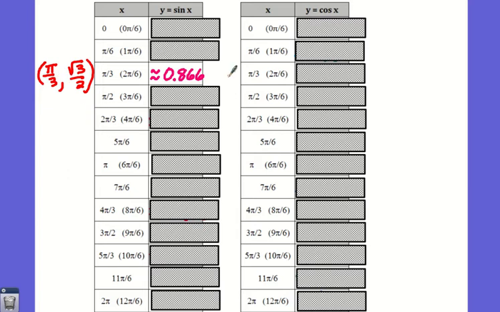But here's what I'm going to point out. Over here in parentheses for most of these, like for 0, I say that it's basically 0 pi over 6. Pi over 6 is basically 1 pi over 6. Pi over 3 is equivalent to 2 pi over 6. Pi over 2 is equivalent to 3 pi over 6. And why am I doing this? Why am I writing what these all are in sixths, right?